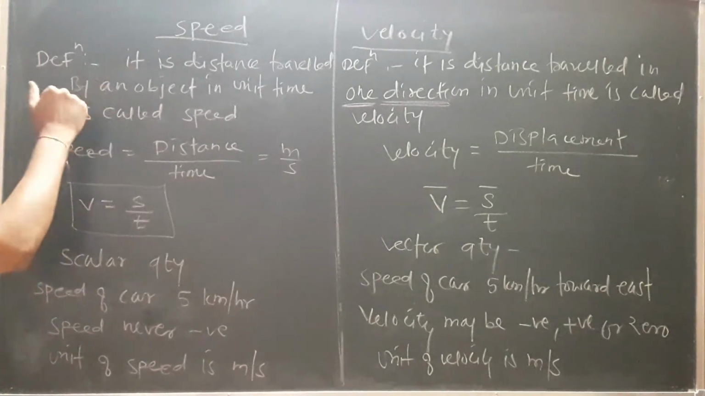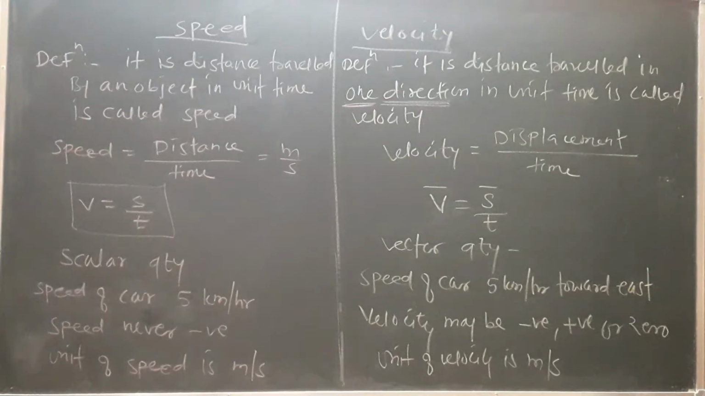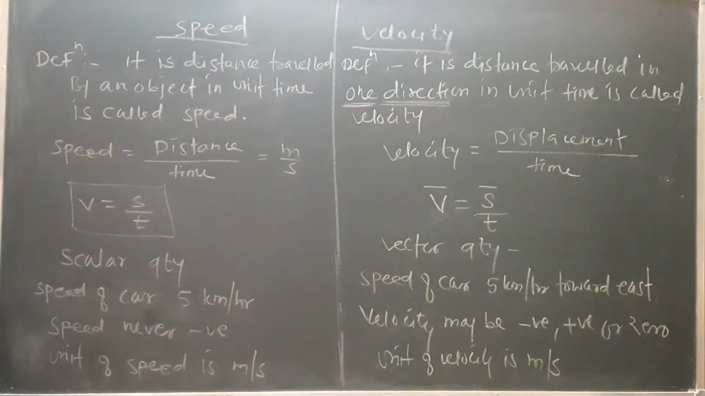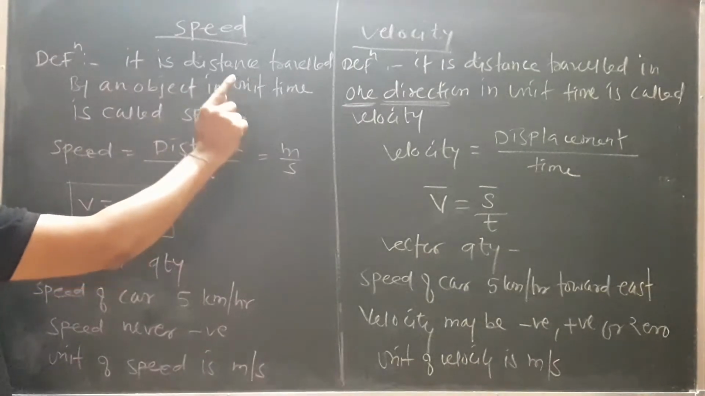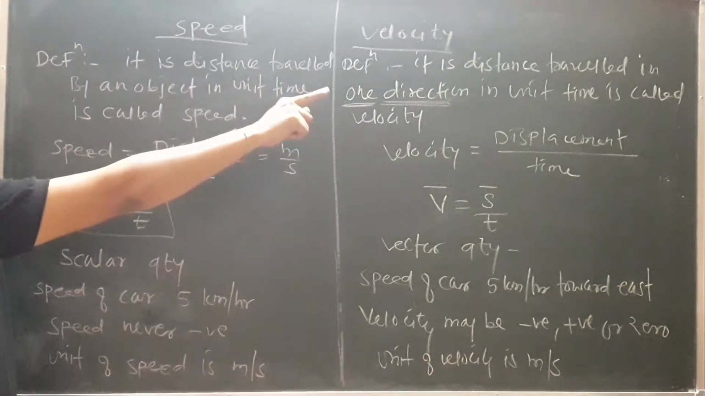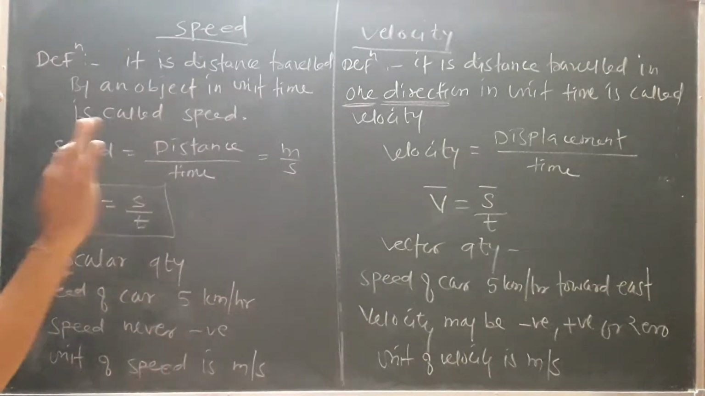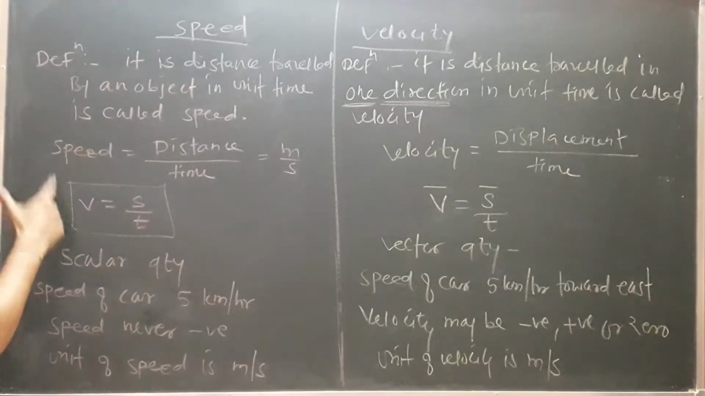So let's see the definition of speed. It is the distance traveled by an object in unit time, which is called speed. While in terms of velocity, I have mentioned that it is the distance traveled in one given direction in unit time, which is called velocity. So first of all we will see the speed.